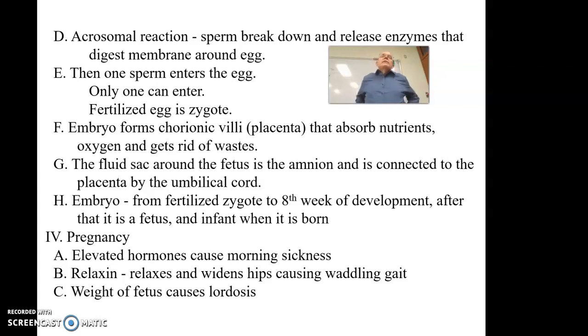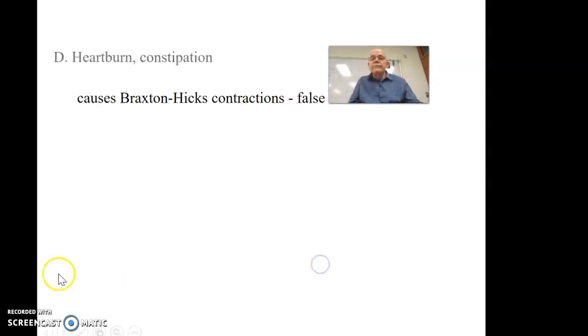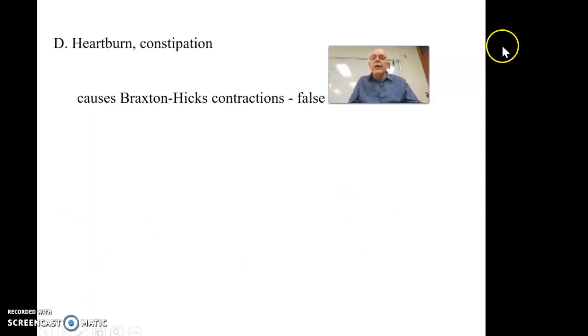A lot of times you'll see women leaning back with their hands on their hips, and it's just trying to adjust that weight. And so it can cause a lot of back pain and stuff like that. Besides that, it can cause heartburn, because as the baby pushes up against the stomach, you have more acid reflux pushed up into your esophagus possibly, so you get more heartburn, especially when you're laying down.